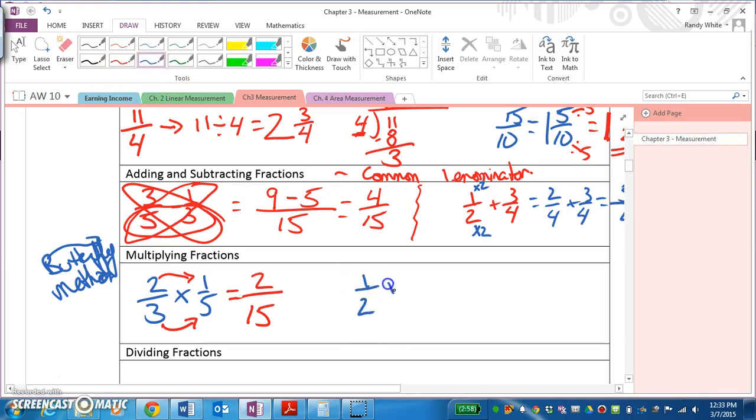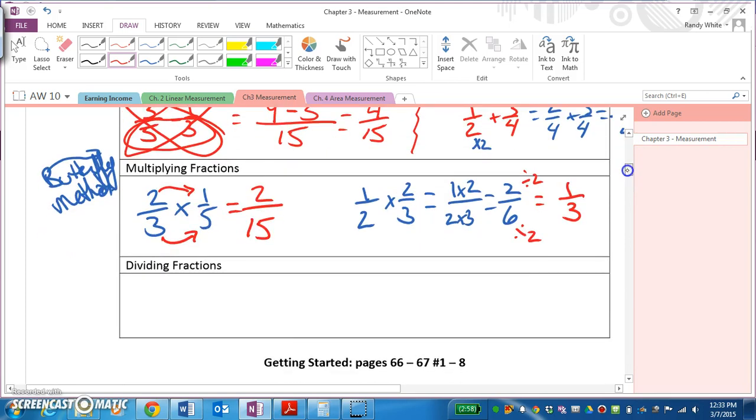Right? Let's say I've got 1/2 times 2/3. Well, so it's 1 times 2 over 2 times 3, which is 2/6. But I can divide both of those by 2, so my answer would be 1/3. 2 divided by 2 is 1, 6 divided by 2 is 3.